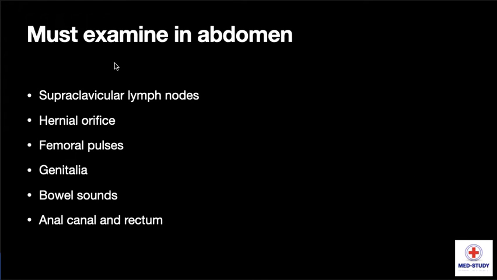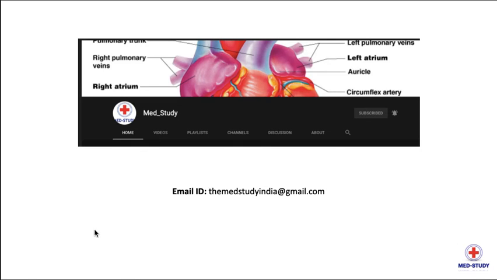Now these are some must examine points in abdomen, which include supraclavicular lymph nodes, hernial orifices, femoral pulses, genitalia, bowel sounds, anal canal and rectum. So this concludes with abdominal examination in surgery.